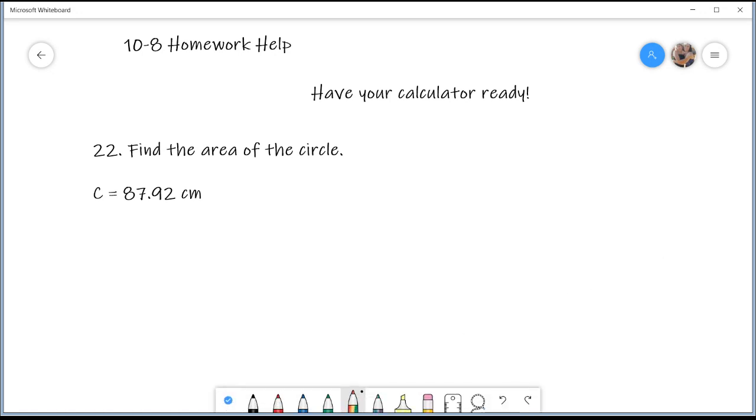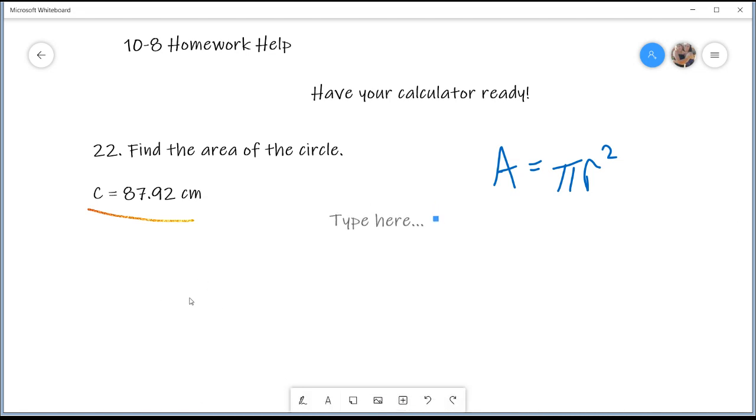When we start with the circumference, that means we're starting with the length around the circle. And to find the area of a circle, we need the radius. We can get the radius, though, from the circumference. Here's kind of the order that we're going to tackle this sort of thing in.